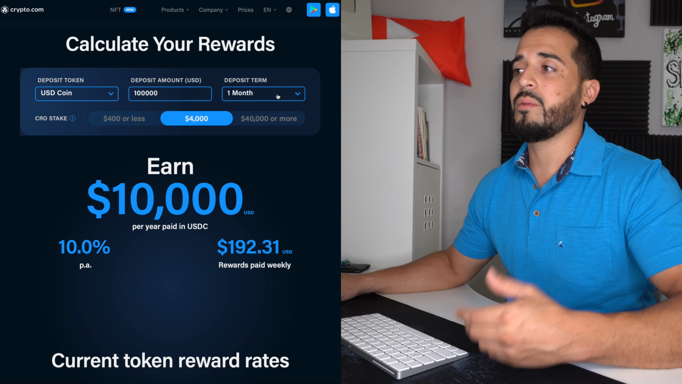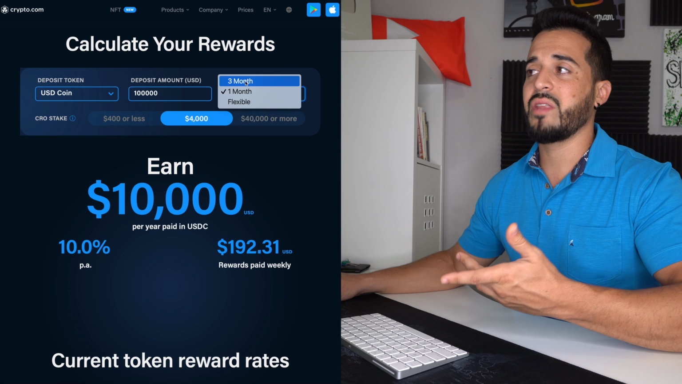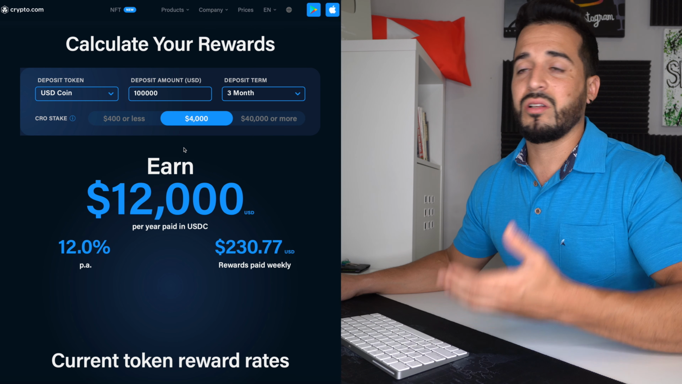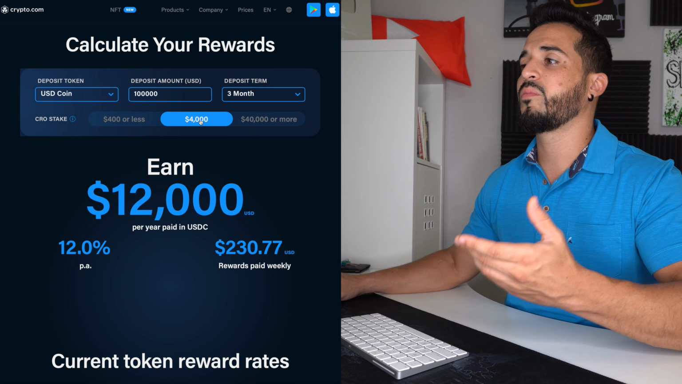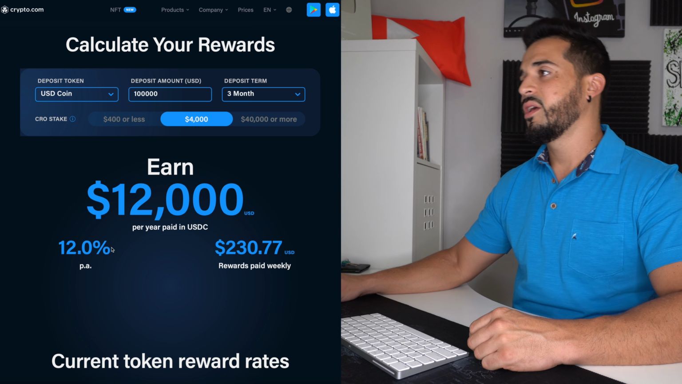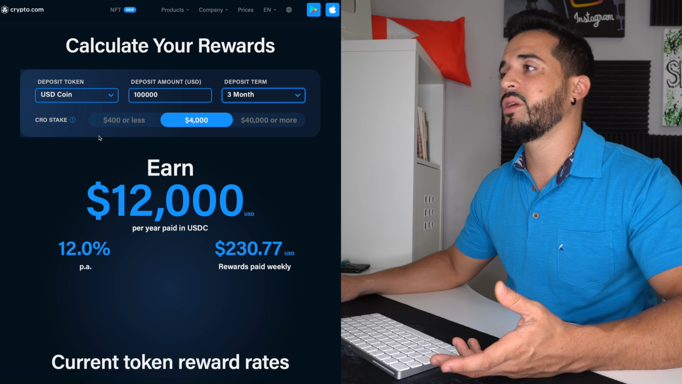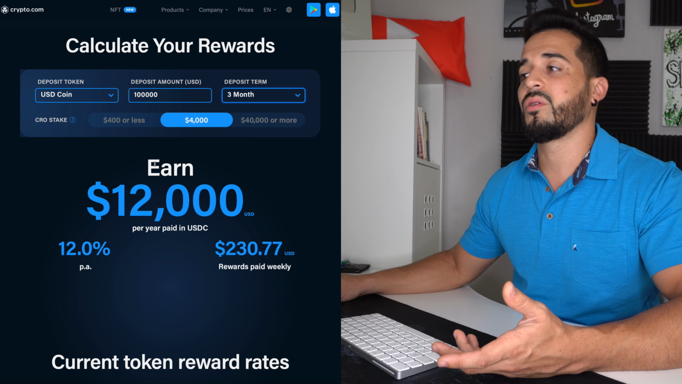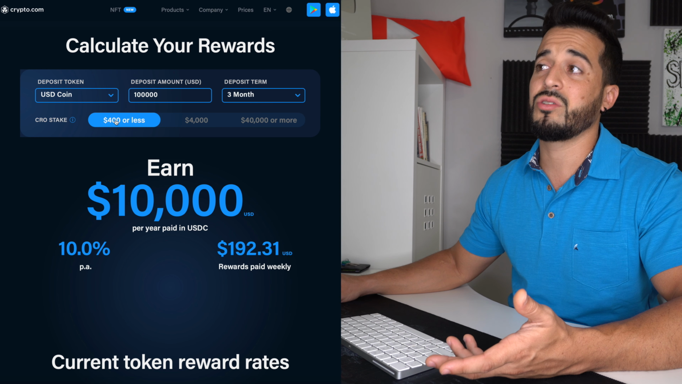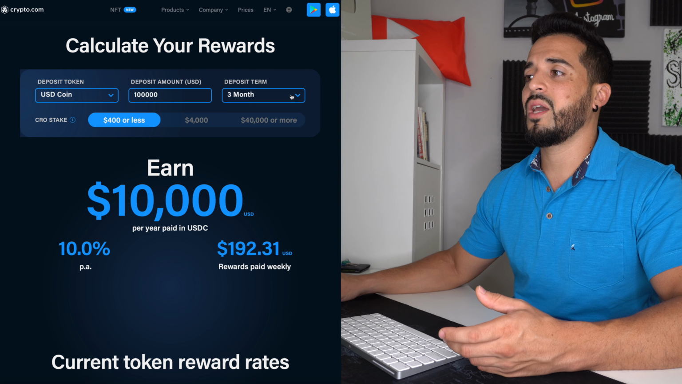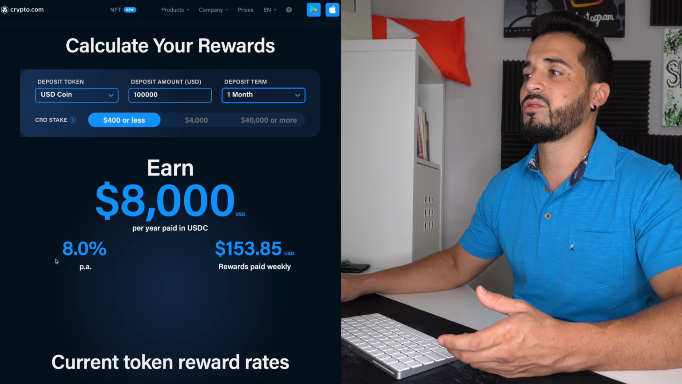And if you select the 3 month term, staking just 4,000 CRO coins, so that would mean you'd have to stake $4,000 in CRO coin, you can make a 12% return on your investment in the 3 month term. However, if you don't want to stake so much CRO coin, they give you an option of 400 or less, and that's still 10% on your stable USDC coin for 3 months. 1 month will be 8% and flexible goes down to 6%.